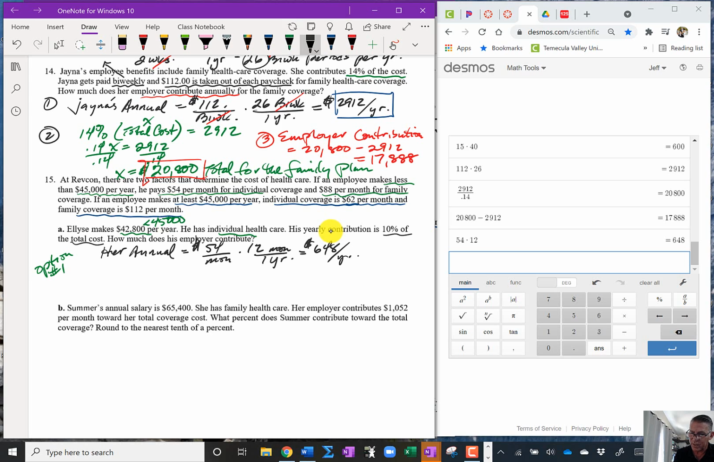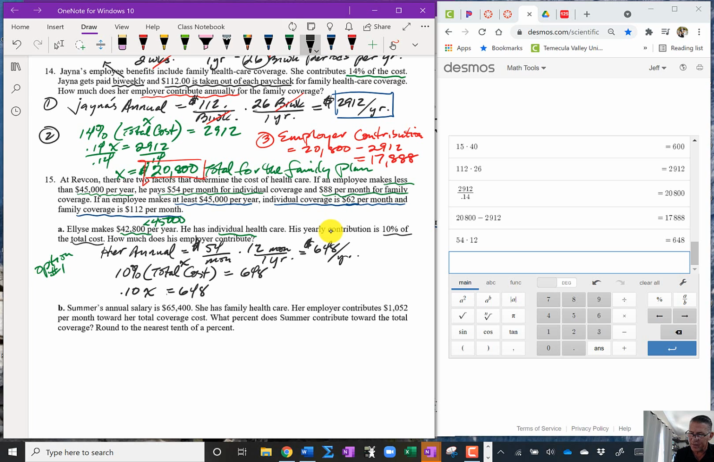We divide both sides by 0.10. So 648 divided by 0.1 should be 6,480. So the total cost is $6,480. This is the total now. She only pays 648 out of that total. The employer pays the rest.